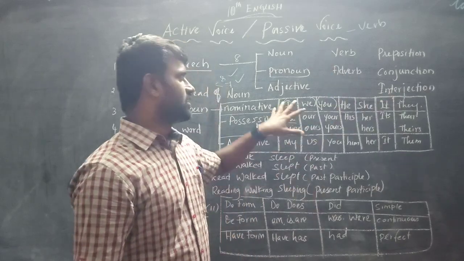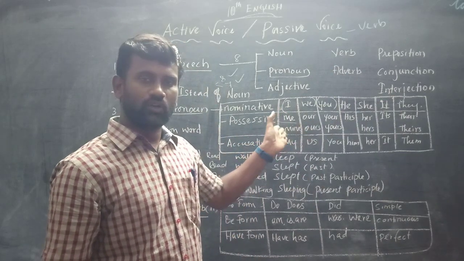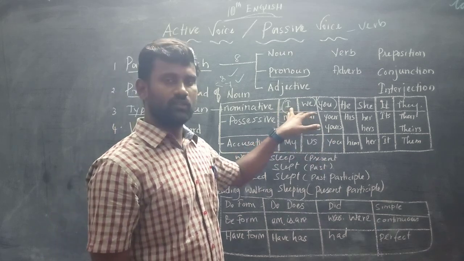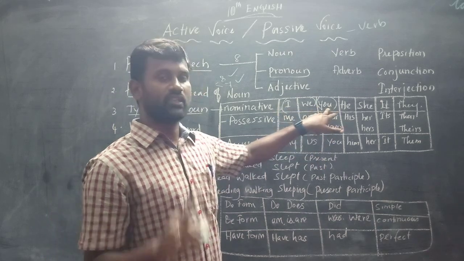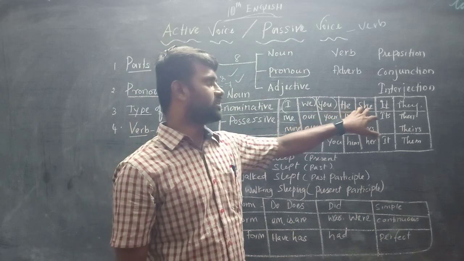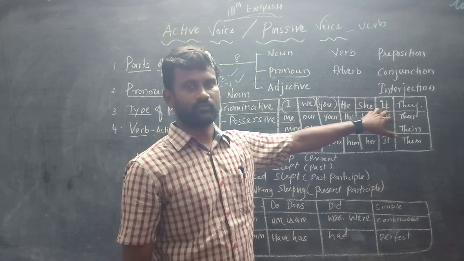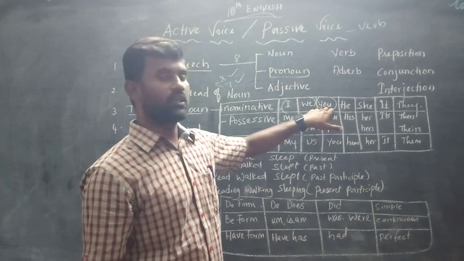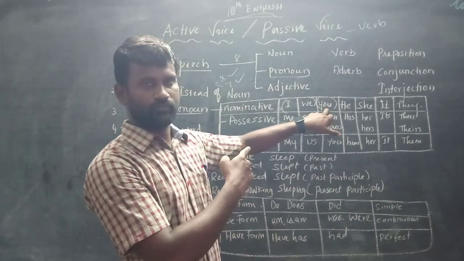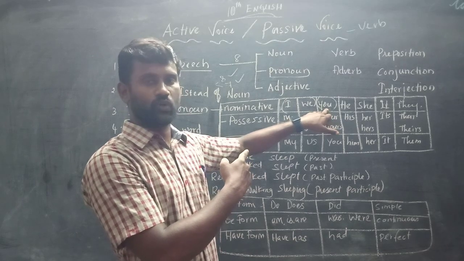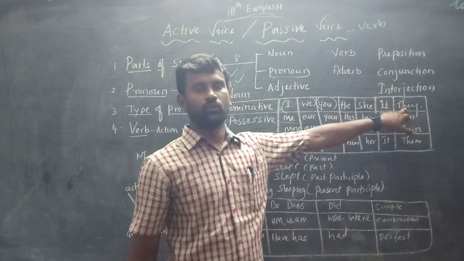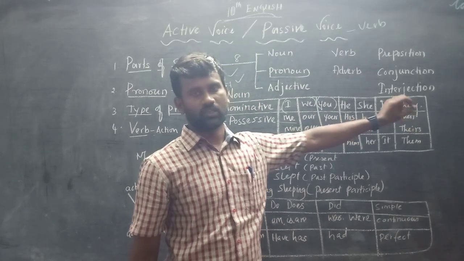Now again it is divided into singular and plural. What are the singular? First person I, second person you, third person he, she, it. And what are the plural? We, and again I am repeating, you stands as singular as well as plural. So we, you and they are said to be plural.